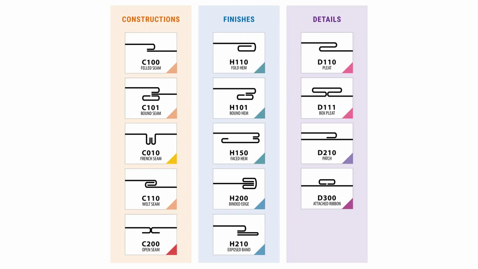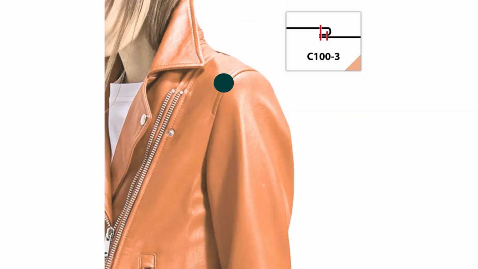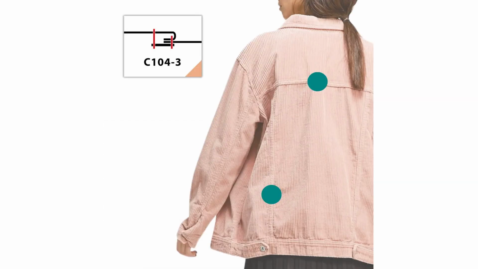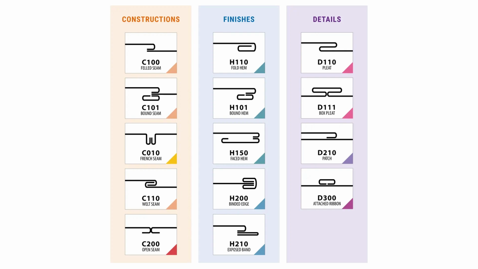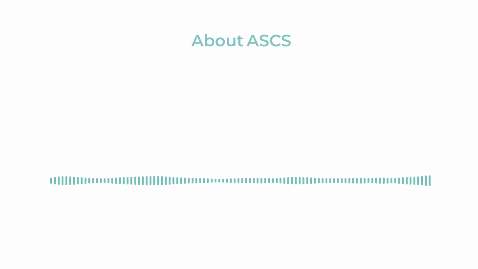Different structure for a different need. Totally. Or maybe a felled seam, C100, inside a lined jacket versus a bound seam, C101, for an unlined jacket, where you need to neatly encase those raw edges. Each structure solves a specific problem. Wow, okay. Those examples really help visualize it. It's not just abstract codes. It's about choosing the right tool for the job.